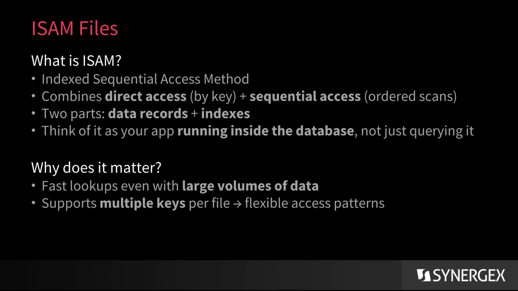ISAM, which stands for Index Sequential Access Method, is a clever structure that gives you the best of both worlds, where you can grab records directly using a key, like finding a customer by their ID, but you can also process the file sequentially, like running through inventory items alphabetically for a report. It does this with an index file and a data file. That's right, and the file suffixes are ISM and IS1.